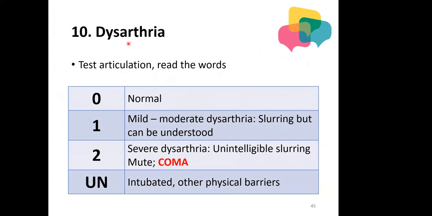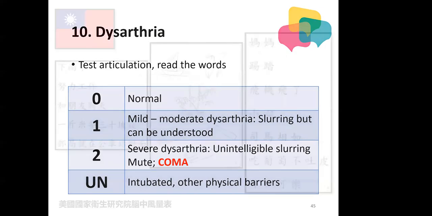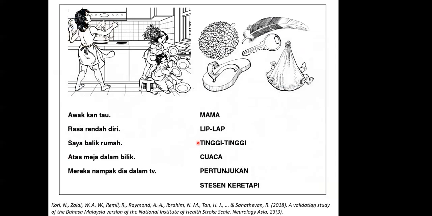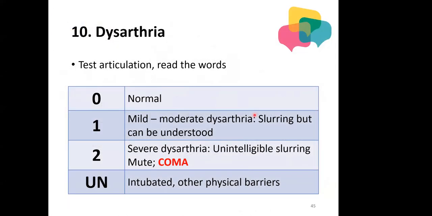For dysarthria, we are testing the word articulation. So ask the patient to read out the words. These words are to test for dysarthria. If normal, it's zero. Mild to moderate dysarthria, slurring, but you still can understand the patient, you score one. If you really cannot understand what they are trying to say, or they are just making some sound, severe dysarthria, then you score two. Patient comatose also, you score two. If the patient is intubated, or has some physical barrier, for example a severe injury over the oral maxillofacial area, then you score UN. You don't score it.